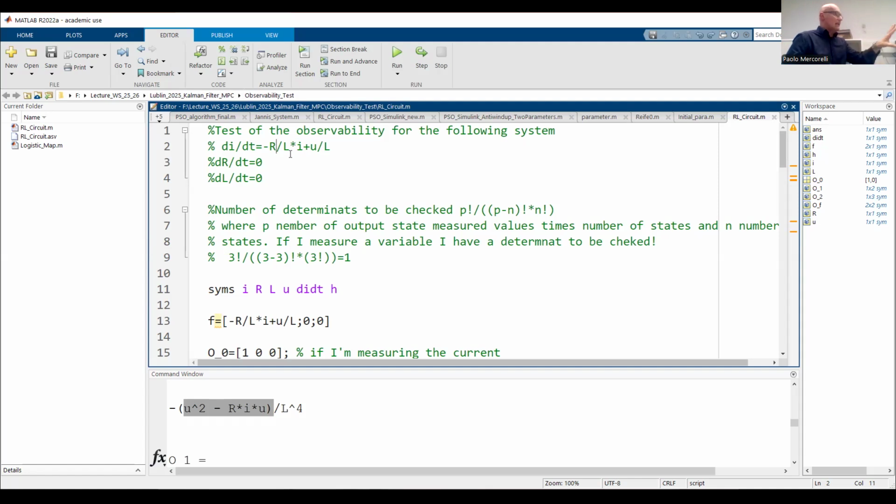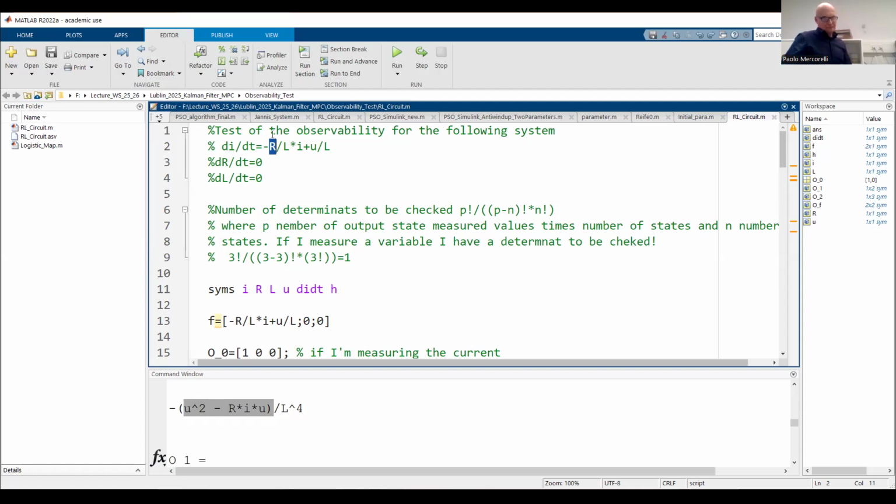I don't need L. The reason is R meets the product. Do you remember the concept of meeting? No? It's a semiotic concept. If I measure the current, I know what was in R.